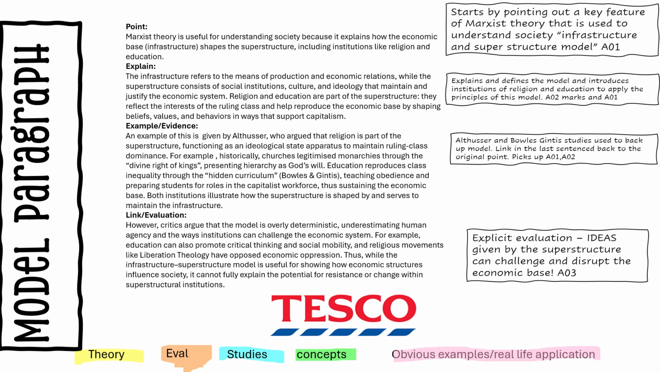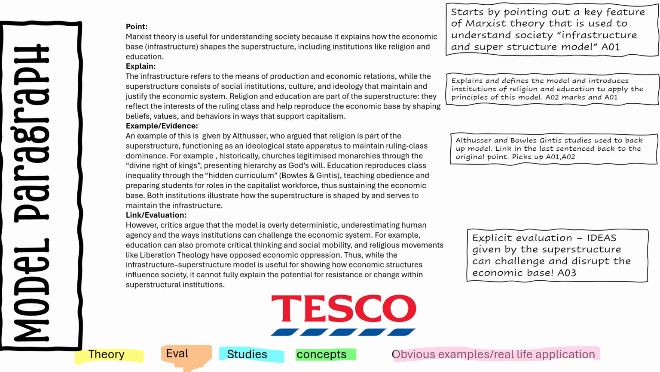So I've said critics argue that the model is deterministic. Don't stop there. Why is it deterministic? It underestimates human agency in the ways institutions can challenge the economic system. For example, education can promote critical thinking and social mobility, so it can change the hierarchy. And religious movements like liberation theology sometimes oppose economic oppression.